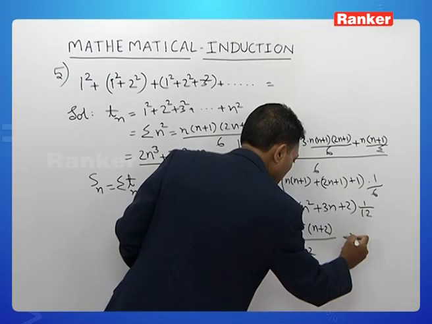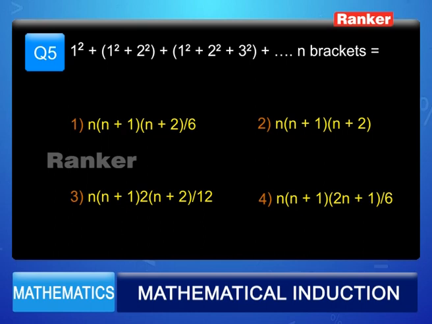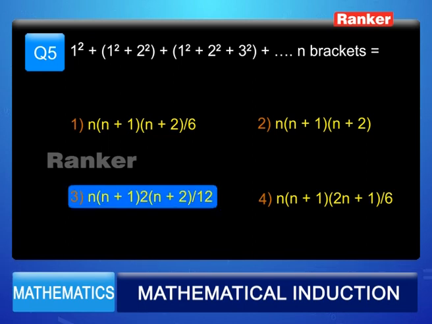So, what is your right option? N into n plus 1 whole square into n plus 2 by 12 is the third option. See, in the third option there is a 2 after the bracket; actually it is a whole square, right.